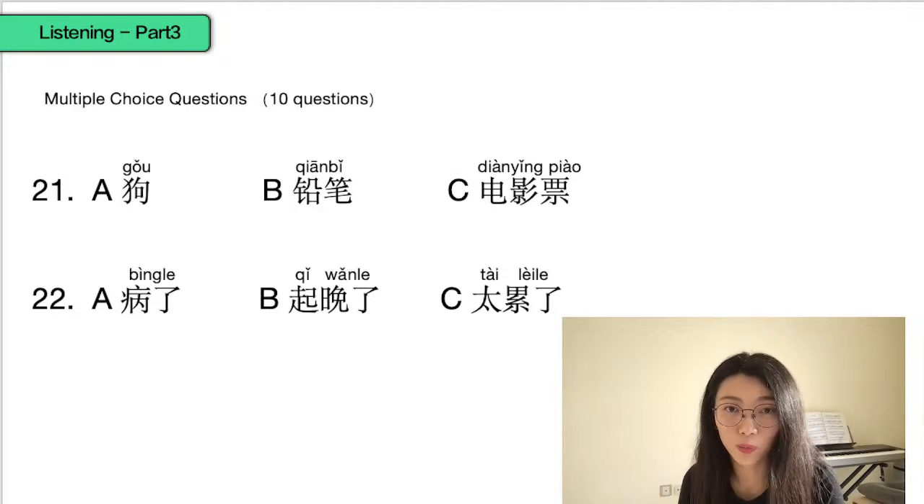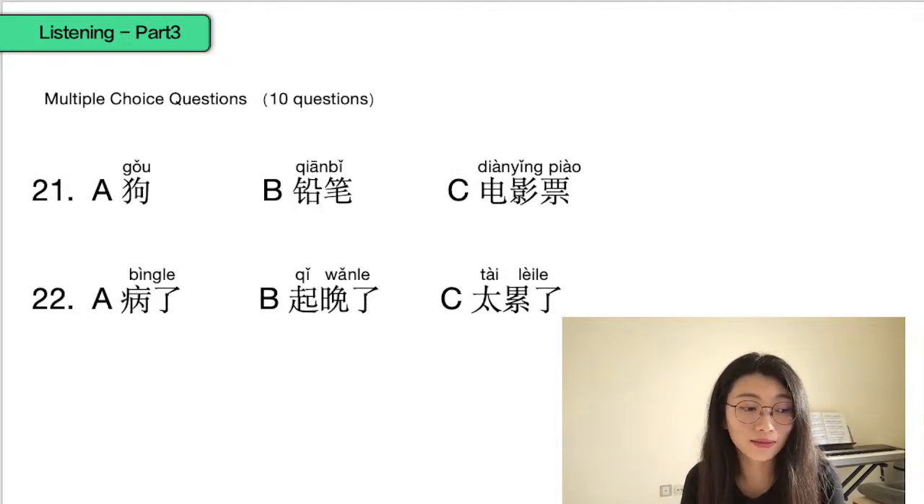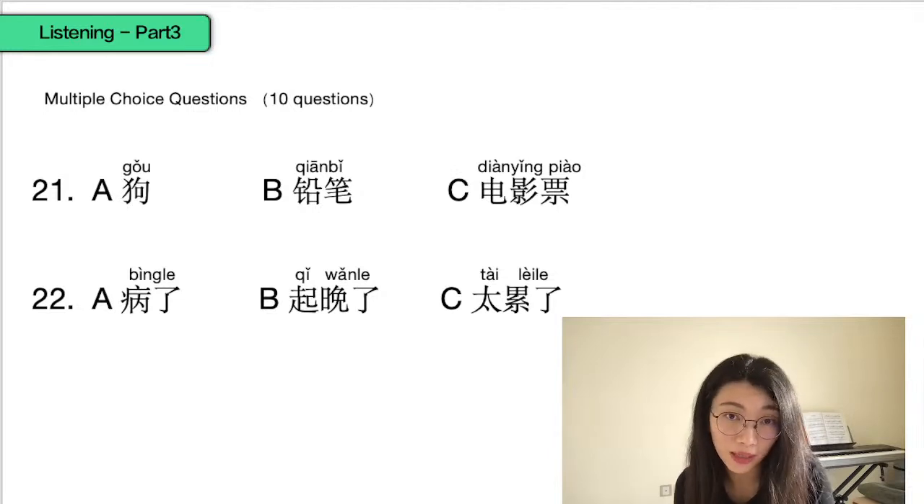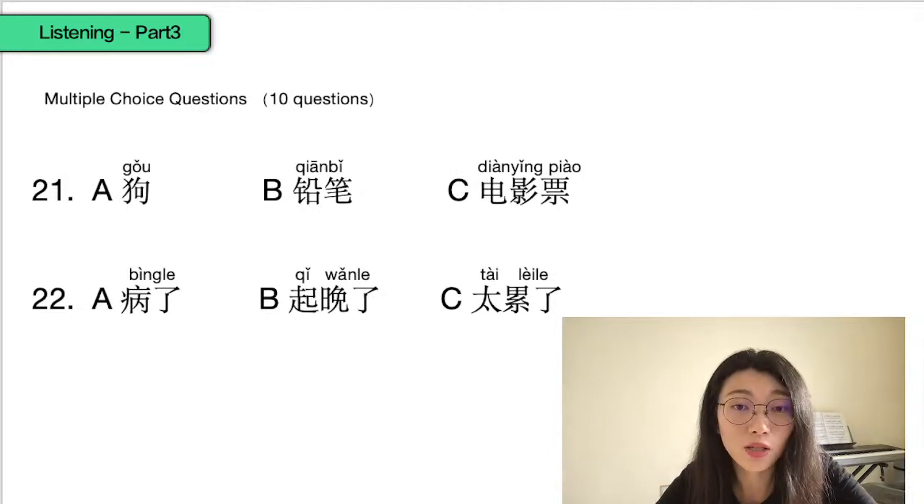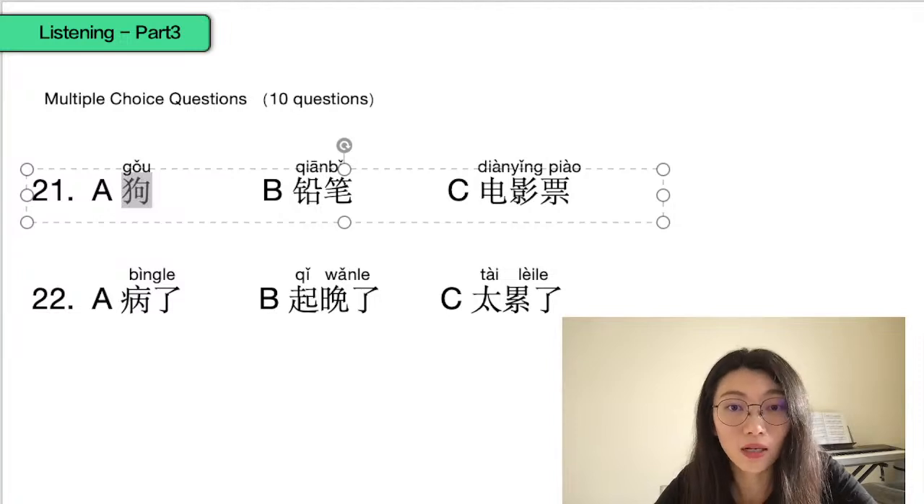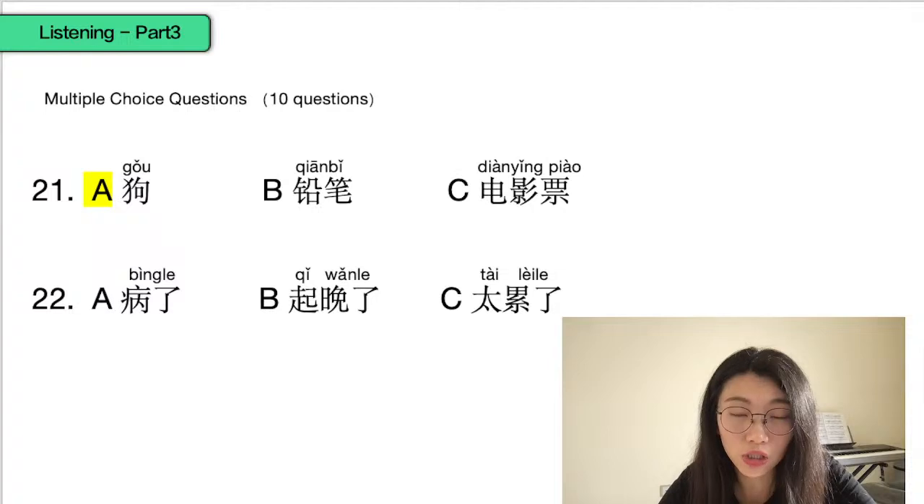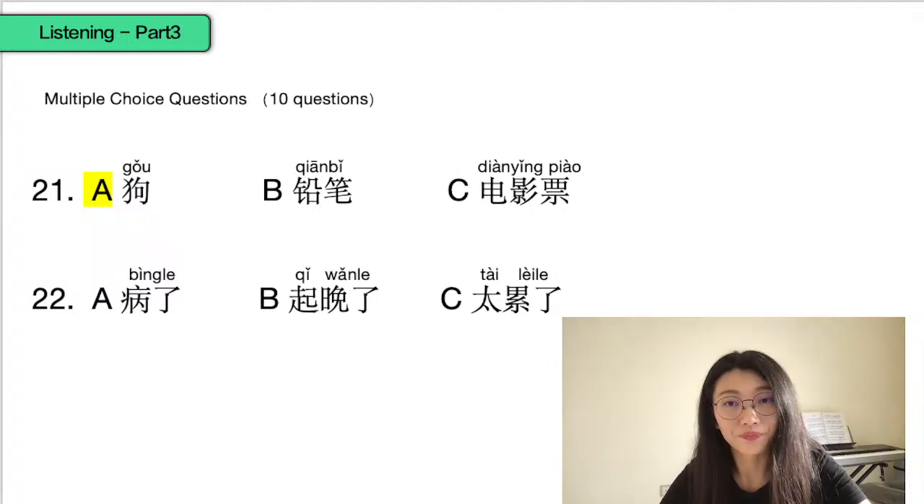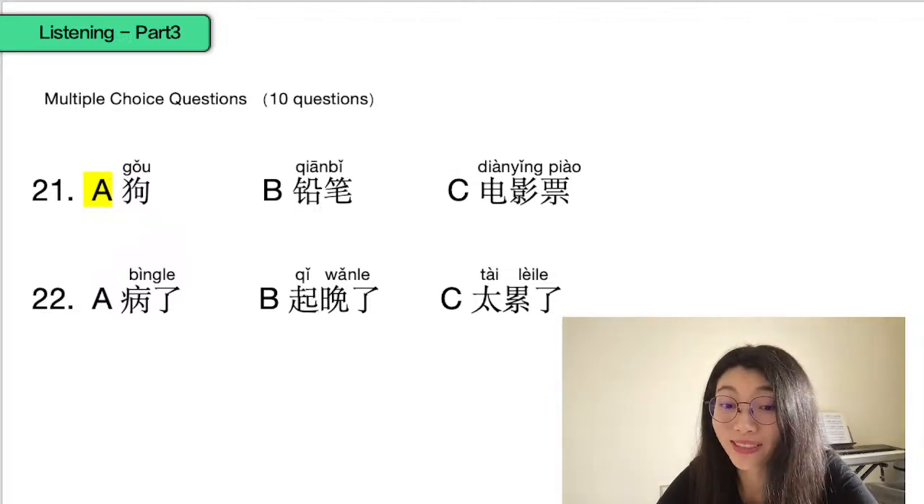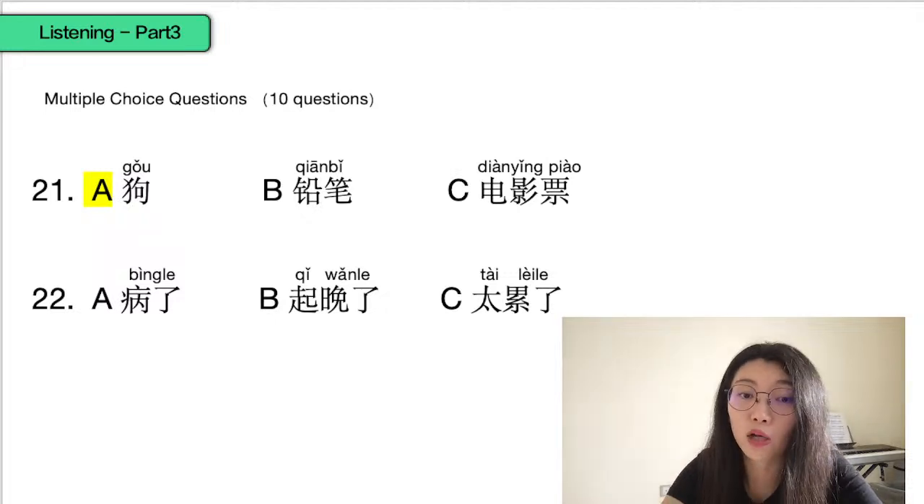好, we can know that the conversation is longer than before, but the way we do the question is the same. We just need to make notes and find the related information. What we heard about is 我的狗不见了, 狗, dog. 我正在找它。So 21 is very, very easy. A. 好。B and C, we didn't hear any of them.